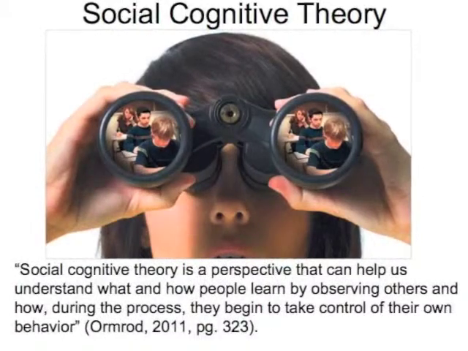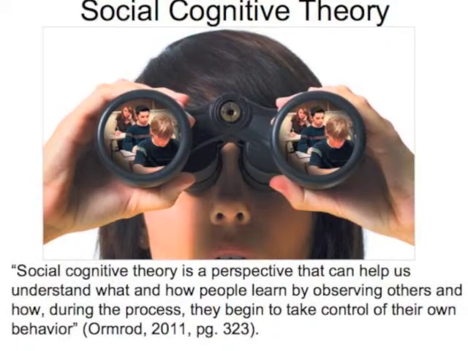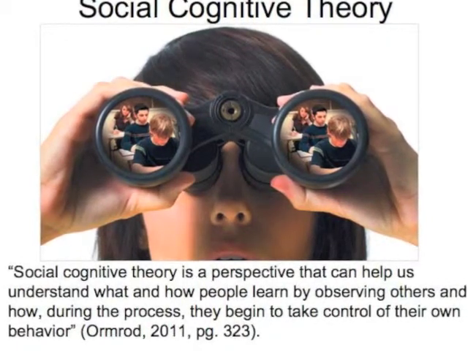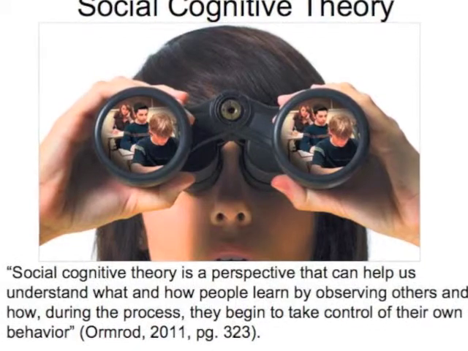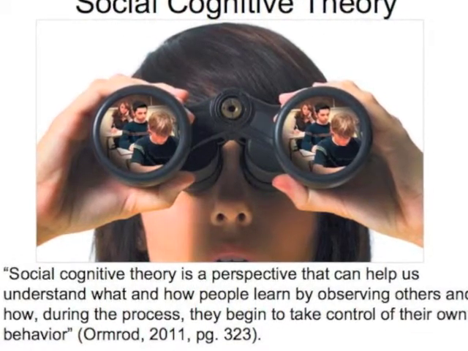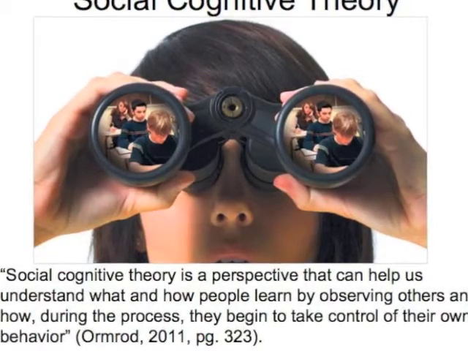Originally called social learning theory, social cognitive theory has its origins in behaviorism and constructivism. The theory is a perspective that can help us understand what and how people learn by observing others and how, during this process, they begin to take control of their own behavior.